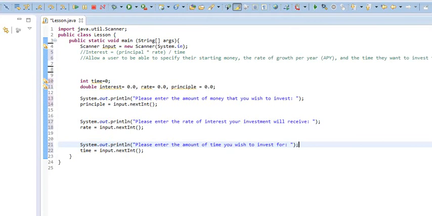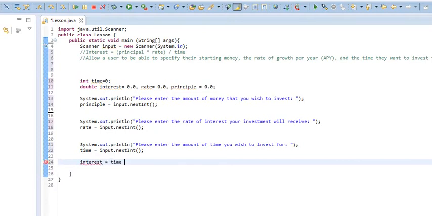Okay, so now we have those three things. Now, we can do this a few different ways. We can do this simply by saying interest equals principal multiplied by rate.